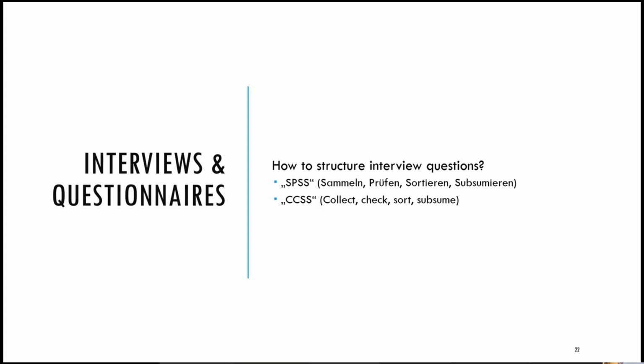Interviews and questionnaires are a big part of requirements engineering. Communication, as I said, is a big part, and sometimes you have to talk with someone specific and not with a group. But how can you structure such an interview sheet? For my bachelor thesis, I found the SPSS method. I searched for an English name, but didn't find one, so I call it for now the CCSS method, because every letter stands in German for one word. Here, for collect, check, sort, and subsume. And it describes a way in 4 steps for creating such an interview sheet.